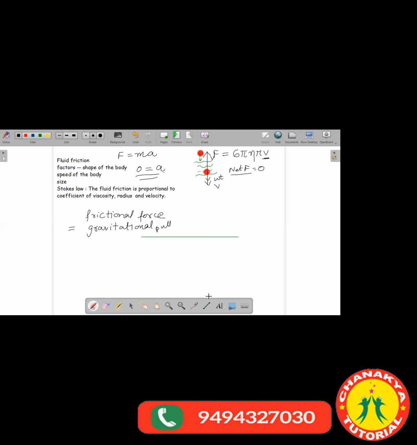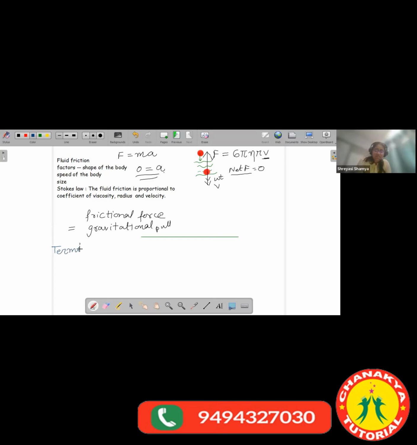Try to recall. We have studied. Sir, I don't know. Momentum. No, we call that terminal velocity. Yeah, that is the terminal velocity. Sir, I haven't reached there, so that's why.